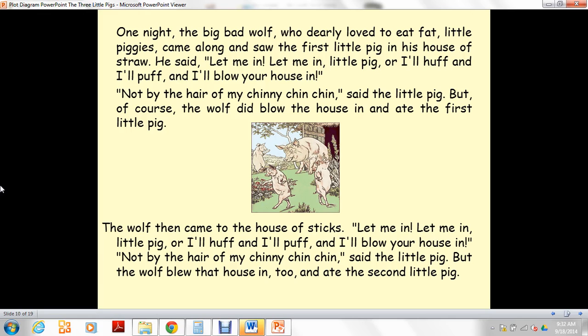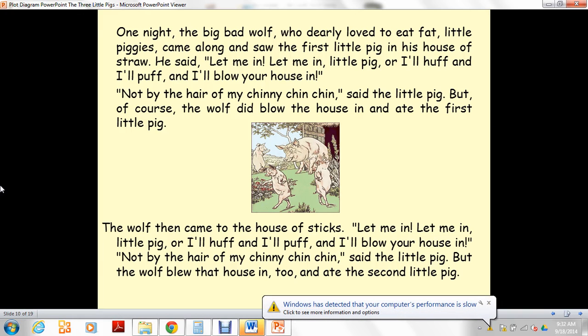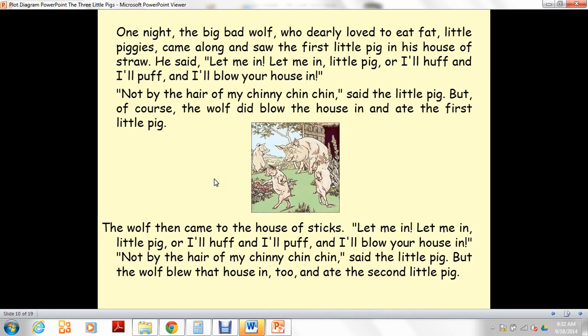One night, the big bad wolf, who dearly loved to eat fat little piggies, came along and saw the first little pig in his house of straw. He said, let me in, little pig, or I'll huff and puff and I'll blow your house in. Not by the hair of my chinny chin chin, said the little pig. But of course, the wolf blew the house in and ate the first little pig. The wolf then came to the house of sticks. Let me in, little pig, or I'll huff and I'll puff and I'll blow your house in. Not by the hair of my chinny chin chin, said the little pig. But the wolf blew that house in too and ate the second little pig.